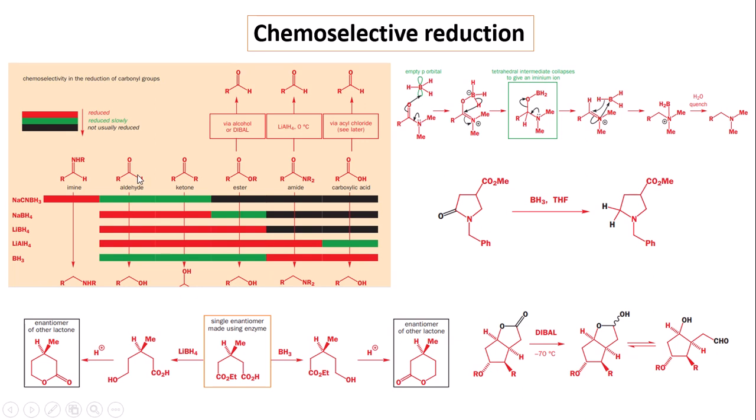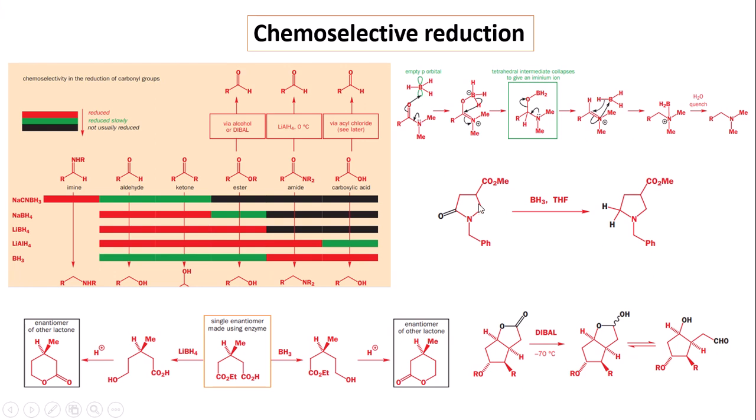So sodium cyanoborohydride can only reduce imine groups, aldehyde groups and ketone groups, but it cannot reduce ester, amide and carboxyl groups. Sodium borohydride can reduce aldehyde and ketone groups; the ester group is only very slowly reduced, and the amide and carboxyl groups are not reduced. Lithium borohydride can reduce aldehyde, ketone and ester groups, but the amide and carboxyl groups are not reduced. Lithium aluminum hydride is the only reagent that can reduce all types of functional groups, and BH3 can reduce carboxyl groups very fast compared to the other functional groups.